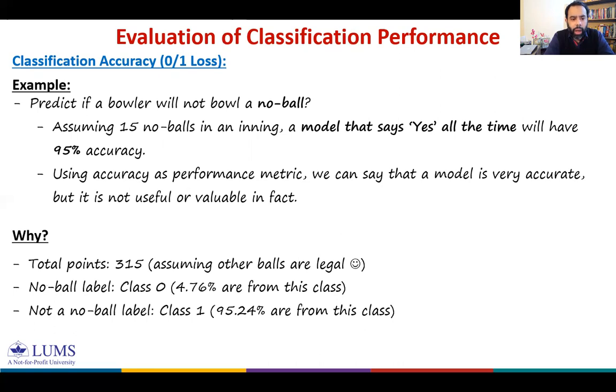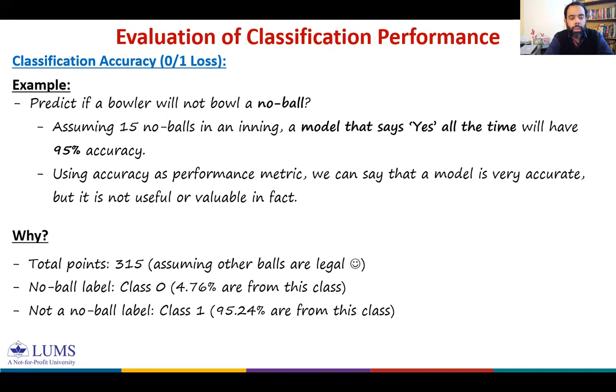So total points we had 315. We're assuming that there are no other illegal balls, there are no other white balls. So no ball label, I call it class 0. And if the ball is not a no ball, I call it class 1.